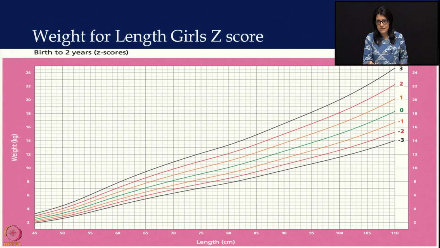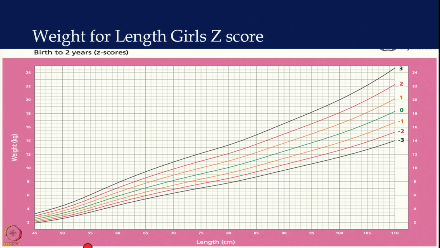This is your weight for length chart. Again, in length for age, weight for length means over here you have a length and over here you have a weight. Okay. So, when you look at the length and weight chart, basically look at this, this is your SAM and MAM. Okay. Acute malnutrition, SAM and MAM.